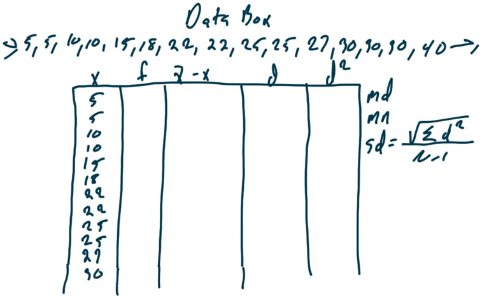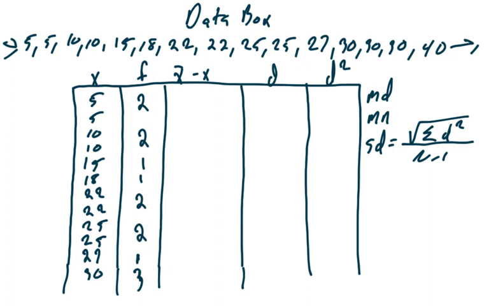Now, what does the F stand for? The F is for frequency. How many times did that number show up? Well, the 5 shows up twice, 10 shows up twice, 15 shows up once, 18 once, twice, once. Actually, the 30 shows up 3 times, so I'm going to put 3 there.